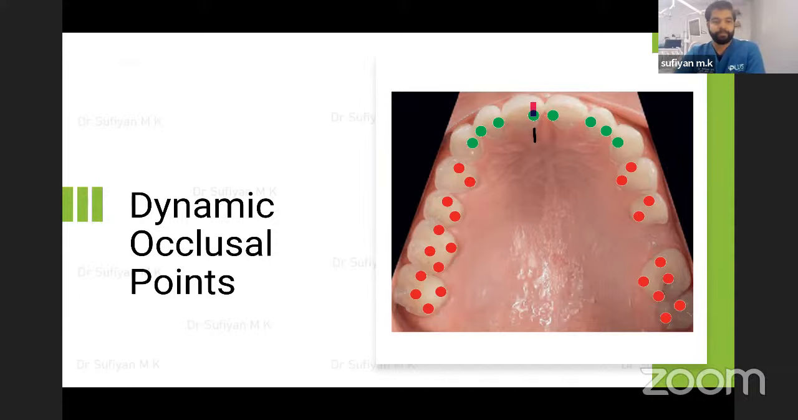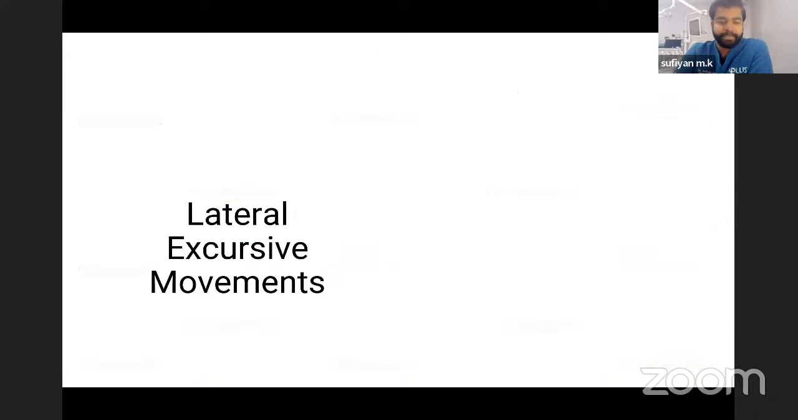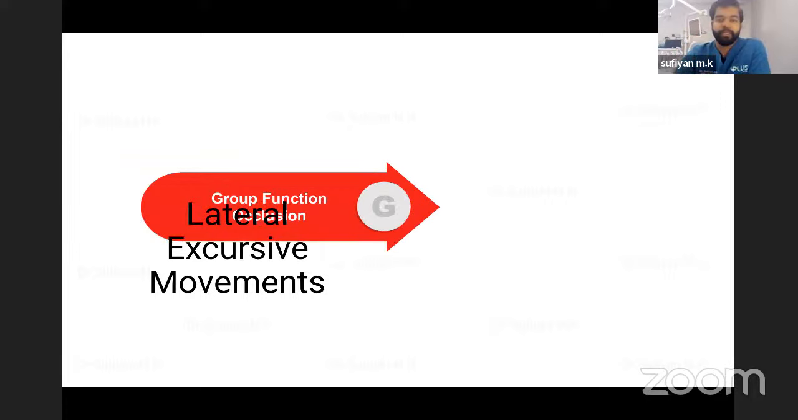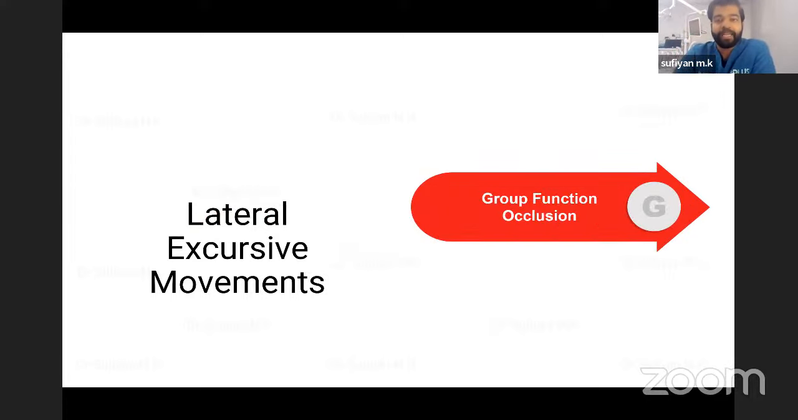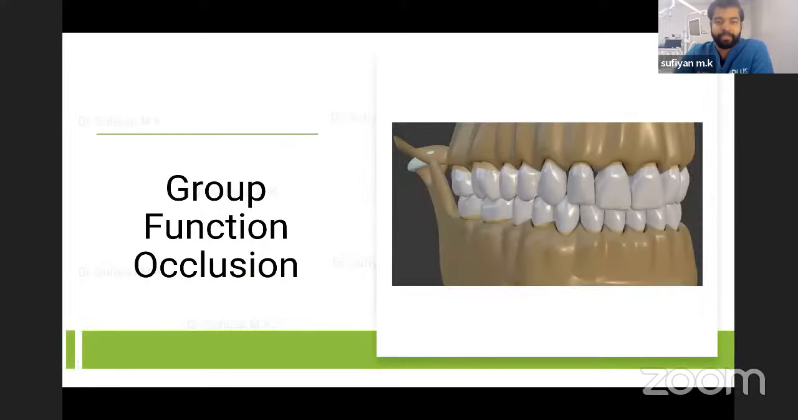Right? The two main patterns of the lateral excursive movements are the right side and the left side. So when you check this, there are two schemes of occlusion which can be seen in the lateral excursive movements. Which are those? Group function occlusion and canine guided occlusion, right? So let's see in detail about this. So what is group function occlusion? It is making contact with more than one tooth when you move your jaw sideways.